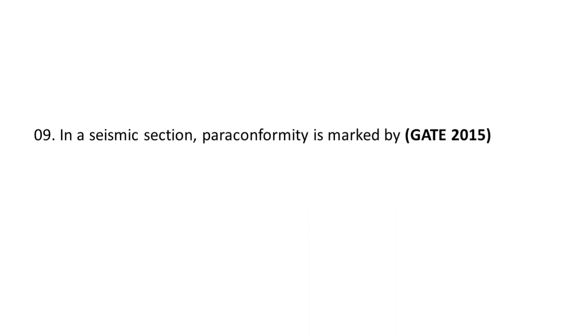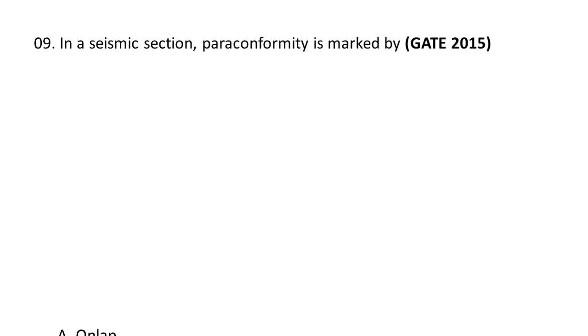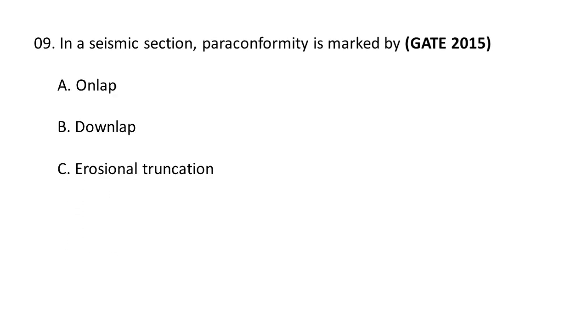Next question. In a seismic section, paraconformity is marked by A. On-lap, B. Down-lap, C. Erosional truncation, D. Concordance. In a seismic section, paraconformity is marked by concordance.